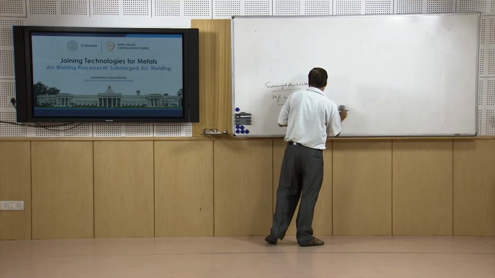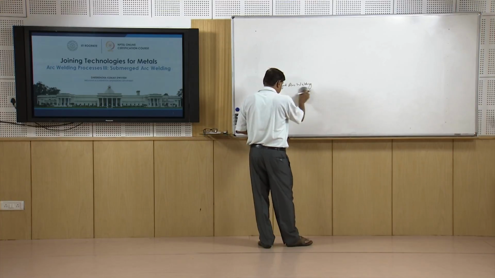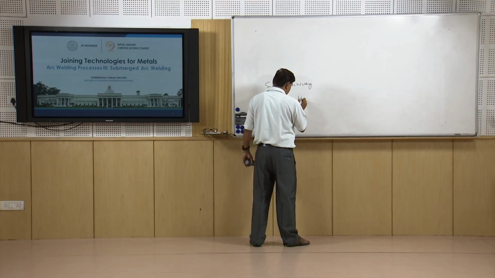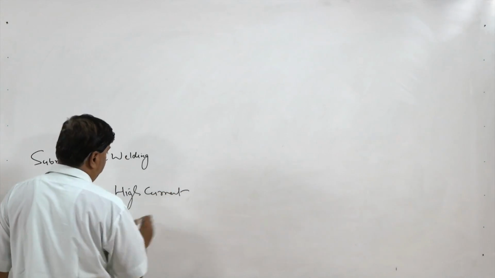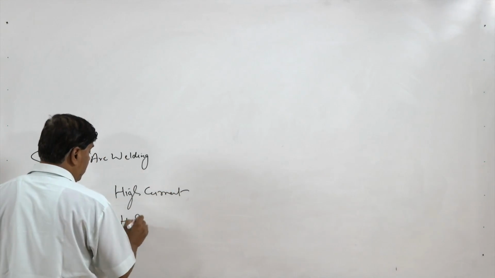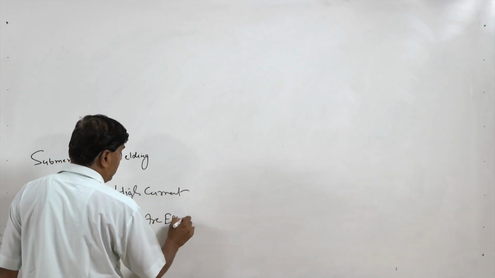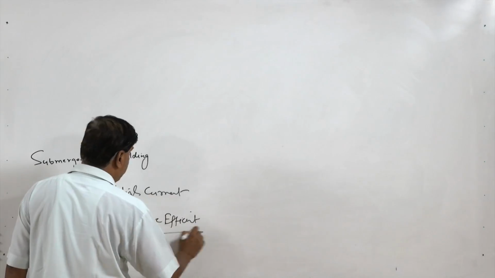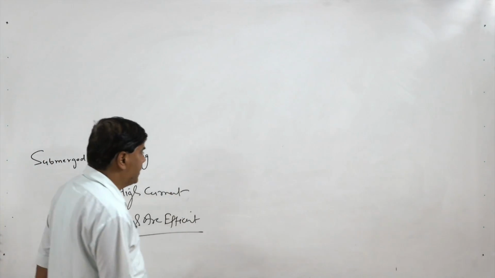Where this high productivity comes from is related primarily to the capability to handle high current and the high arc efficiency it offers. So, whatever power is fed is very efficiently and effectively used. So, why is it so?